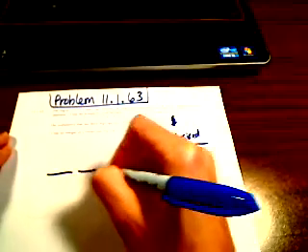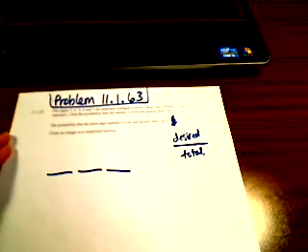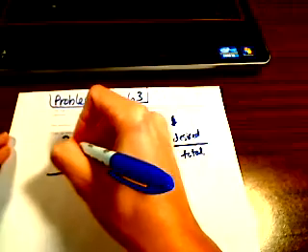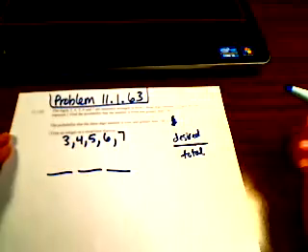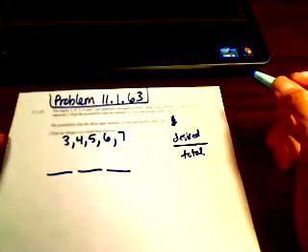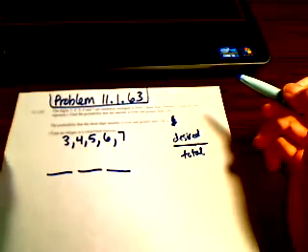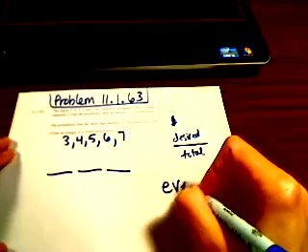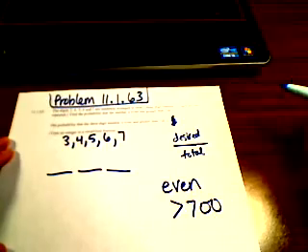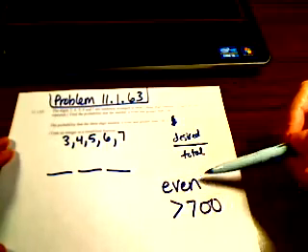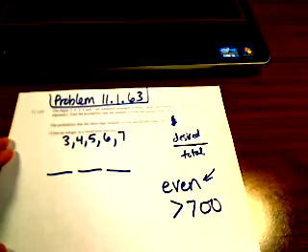The best way to think about this is to just start with the limitations. So you have a 3-digit number, and you can choose from 3, 4, 5, 6, and 7, and we don't want to repeat digits. The two stipulations that they give us is that this needs to be even, and it needs to be greater than 700. So let's start with this limitation right here first.